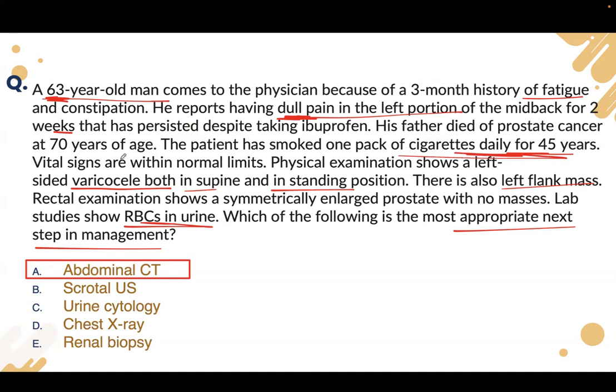Now, on physical examination, which is the most important, there is varicocele, and notice that it's in supine and standing. Do you remember what I told you before? If we have varicocele in supine and standing, this might increase the suspicion of having a mass lesion. And then on physical examination, they found a left flank mass. So now we have a patient who has pain, mass, he's a smoker, and there is RBC in the urine. What are we suspecting in this case? We're suspecting a renal mass.